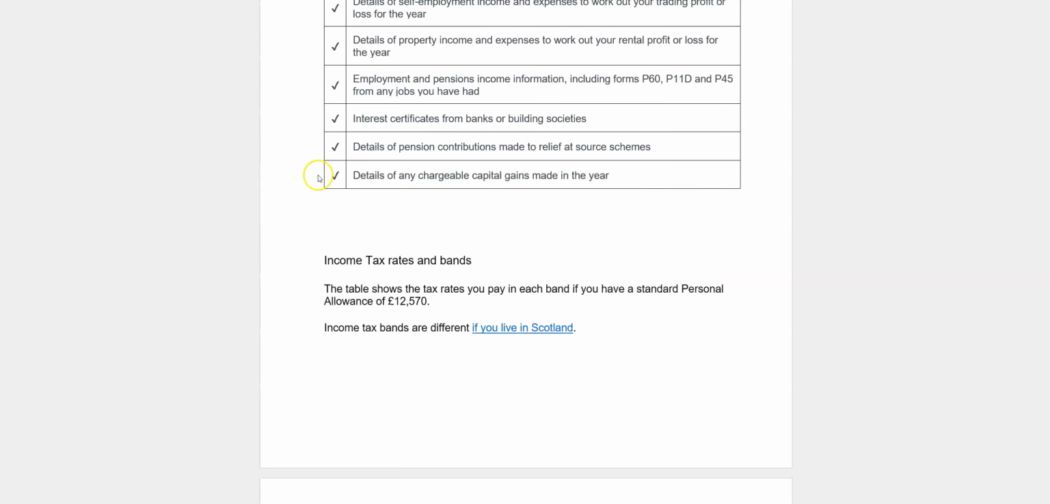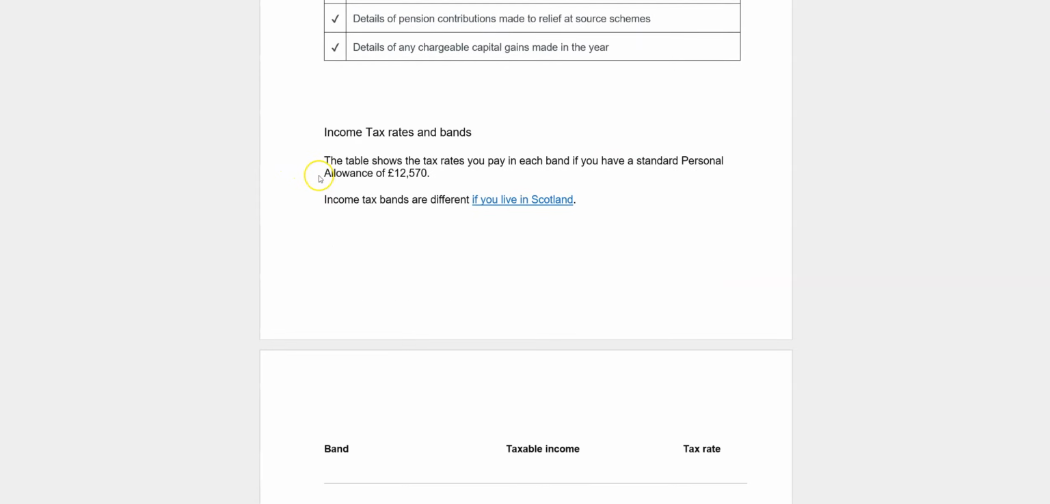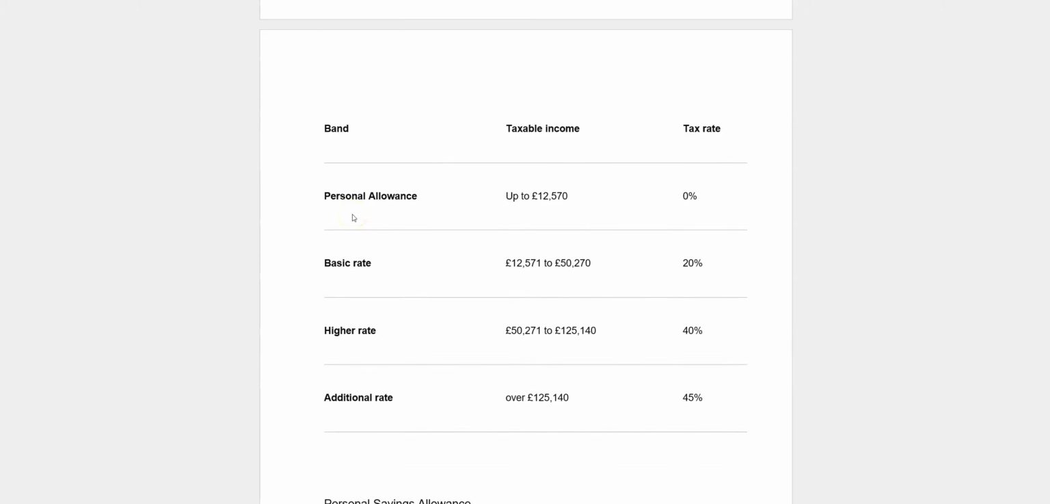All right, now we're going to look at the bands. For the tax year 2023-24, the personal allowance still remains 12,570. That means up to 12,570 we will not pay any tax. The next one, we have a threshold. So we have a band, personal allowance up to 12,570, no tax, tax is 0 rated.